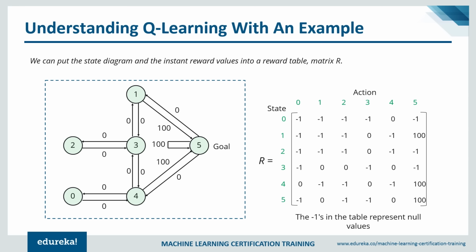So as you can see, the -1 here in the table represents the null values, because you cannot go from 1 to 1, right? And since there is no way to go from 1 to 0, that is also -1. So -1 represents the null values, whereas the 0 represents 0 reward and 100 represents the reward going to room 5. One more important thing to know here is that if you're in room 5 and you go to room 5, the reward is 100.